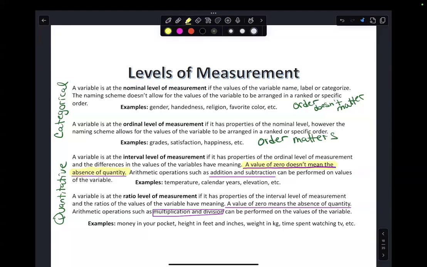So your gold right here is the value of zero does mean absence of quantity. And I can say I watched twice as much TV last week as I usually do. That's something where I can use multiplication. I watched a third amount of TV as somebody else did. My cat weighs half as much as her brother. That's multiplication and division right there. She weighs half as much. I divided his weight by two. So that is the math that I can do here. Any questions about these? Because I know these can be a struggle.